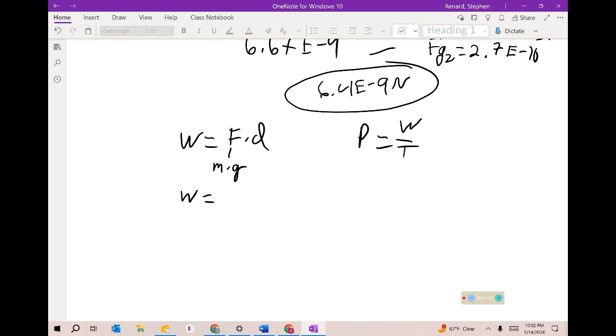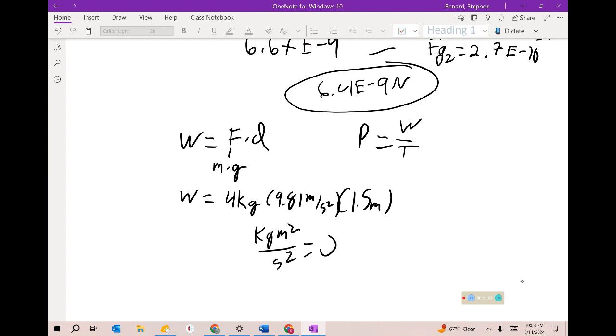Here's the thing. Work has no indication of time. So it doesn't matter. They both do the same amount of work in lifting a 4 kilogram bag 1.5 meters up. Now notice what we're going to get here. We're going to get kilogram meters squared per second squared, or a joule, which is good because work is a form of energy, and so we should be getting joules.